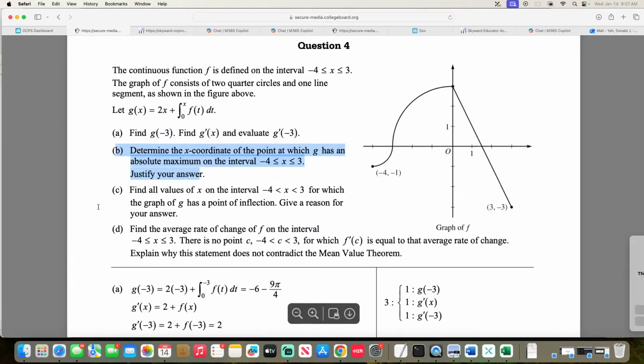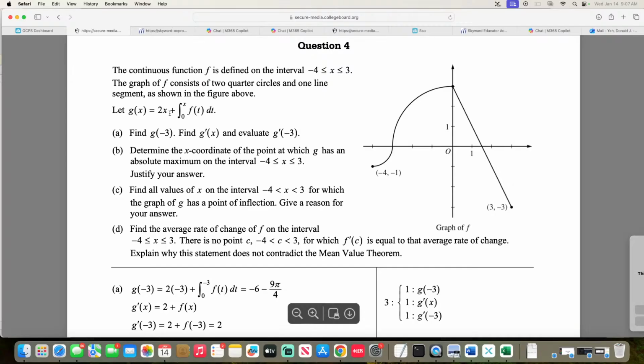All right, we're gonna start with the first question, the FRQ. The first question on FRQ is gonna be g of -3. So you're gonna replace the x with -3, this x with -3, this x with -3.